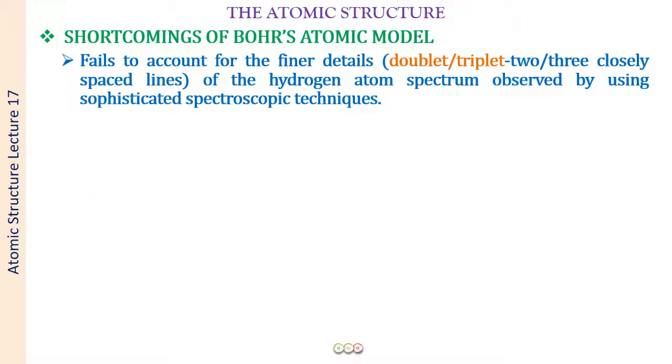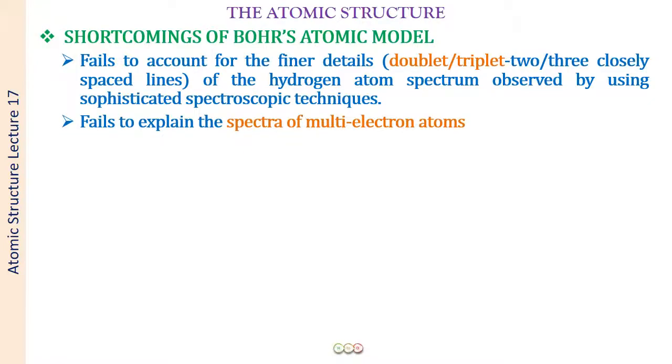The first shortcoming of Bohr's atomic model was that Bohr was able to explain the hydrogen atom spectrum, but when the spectrum was observed using sophisticated spectroscopic techniques, finer lines were also seen in the spectrum. For example, 2-3 closely spaced lines were seen, and Bohr could not explain these finer details of the hydrogen atom spectrum.